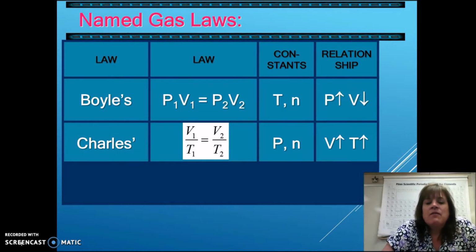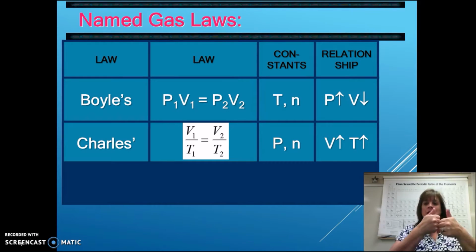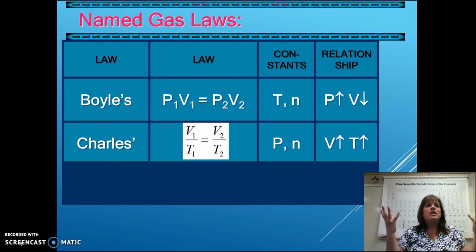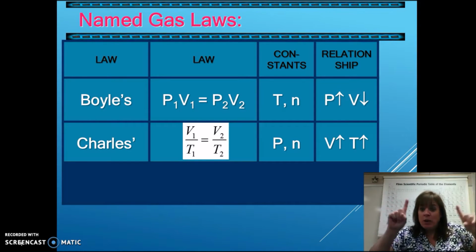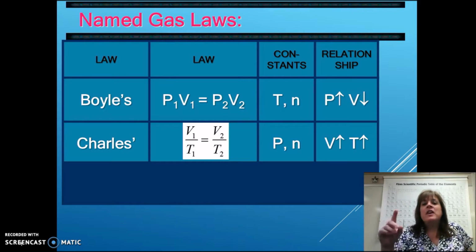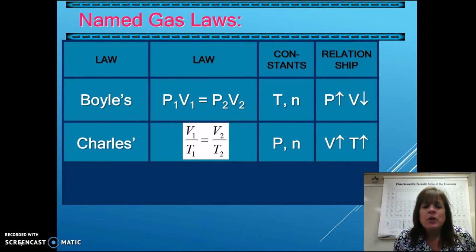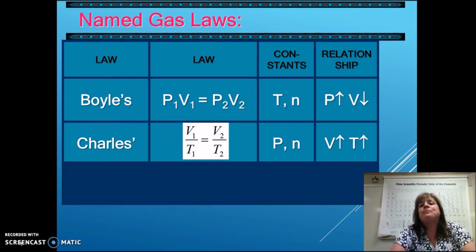Charles' Law, right, he studied volume and temperature, and what he found is that as temperature goes up, volume goes up. So think about a balloon, right? It gets hot, the balloon gets bigger. Or remember our scenario number one from the first video? I put those balloons outside where it was really cold and they shrunk.